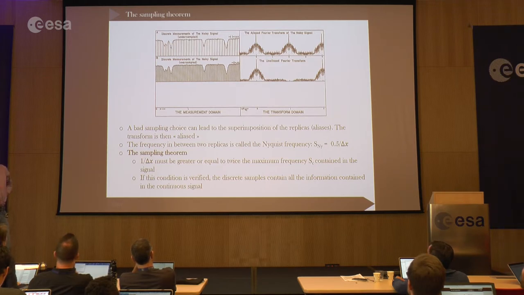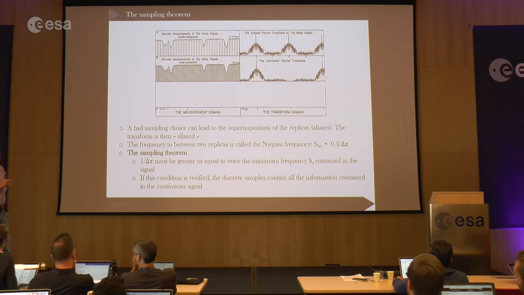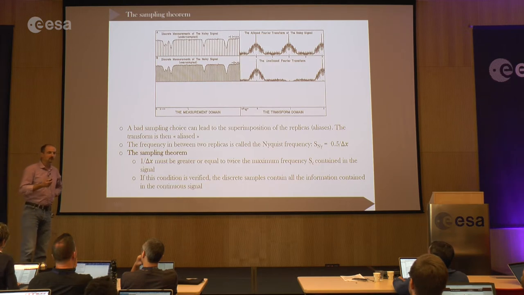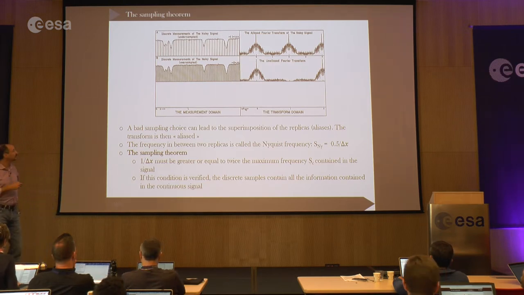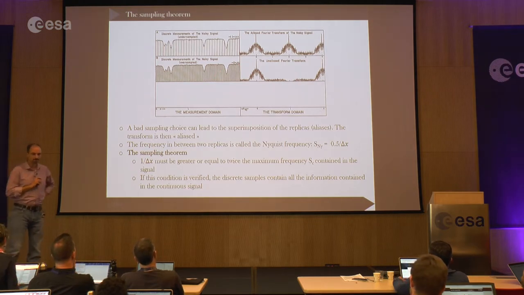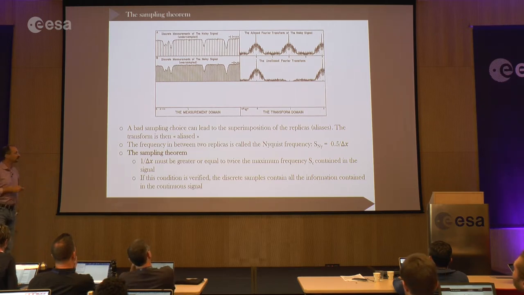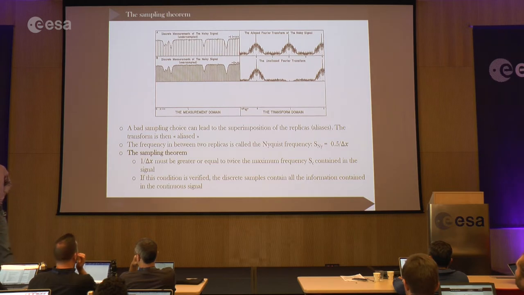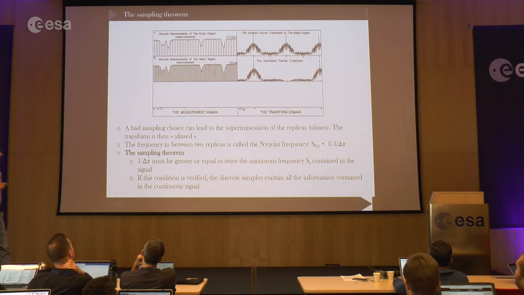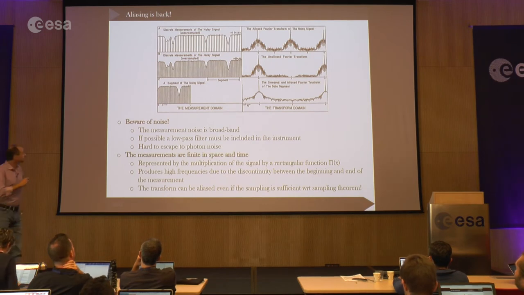Okay? If it's not the case, the replicas or the aliases of the Fourier transform will overlap, and you will lose signal. But if you verify that condition, then the discrete samples contain all the information contained in the continuous signal. So if you sample properly, you will be able to recover all the information in your underlying signal from only the sampled points. Okay? So that's what aliasing means. So aliasing is back. You cannot get rid of it like this.